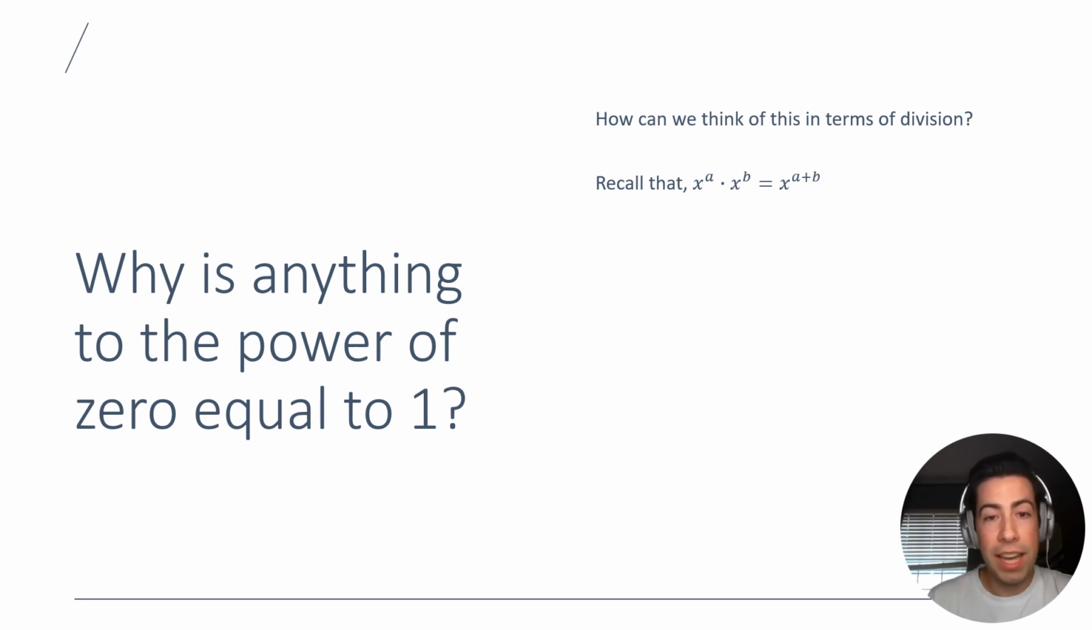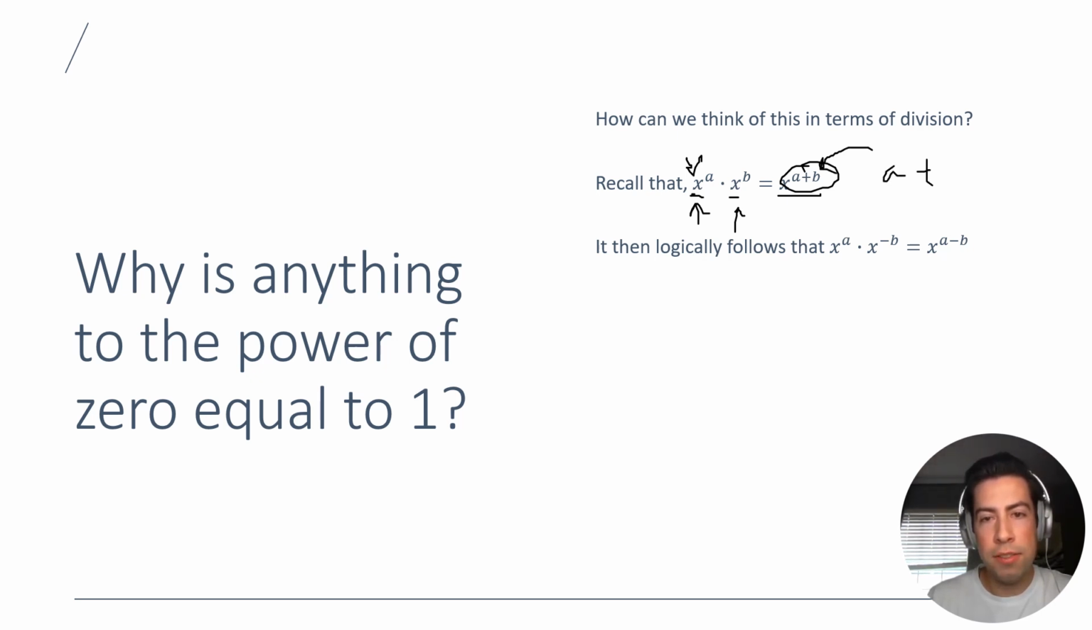If you guys remember from the multiplication video, x to the a power times x to the b power is the same thing as x to the a plus b power, right? And guys, it doesn't have to be x, it can be any value. As long as the bases are the same, you can simply add those exponents, okay? So from this, it logically follows that x to the a times x to the negative b equals x to the a minus b, right? Because if b is negative, then we just get a plus negative b, and that simplifies down to a minus b. Okay, so that should make sense.